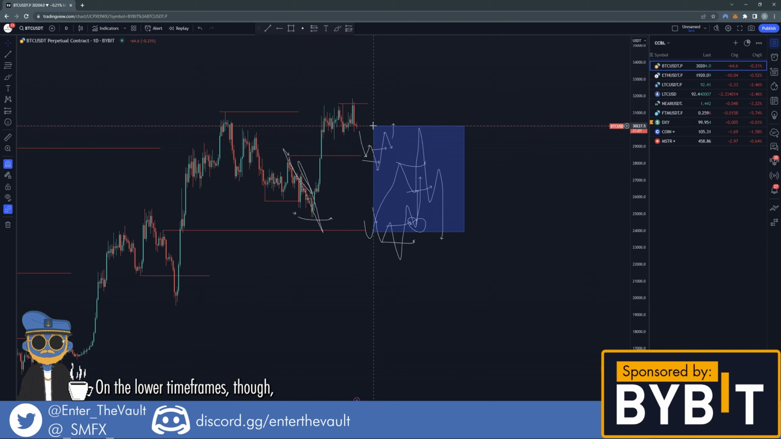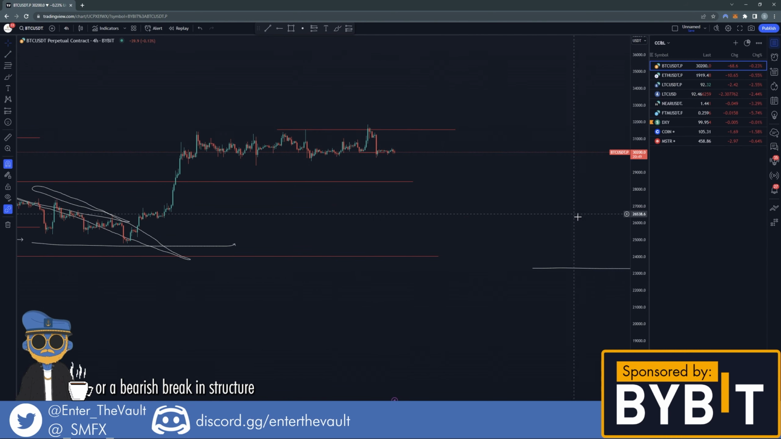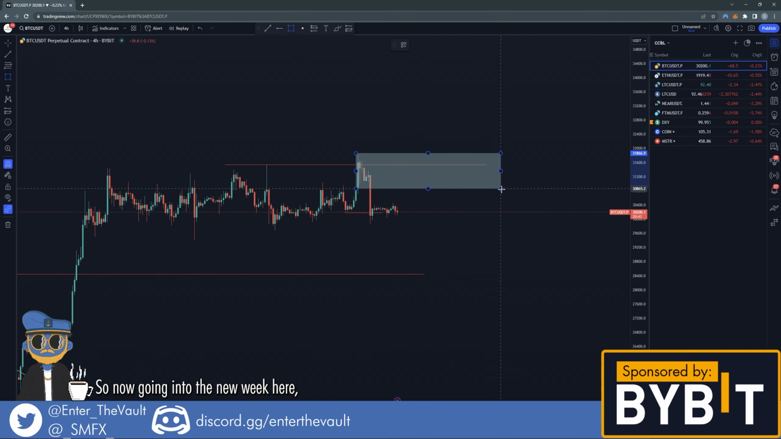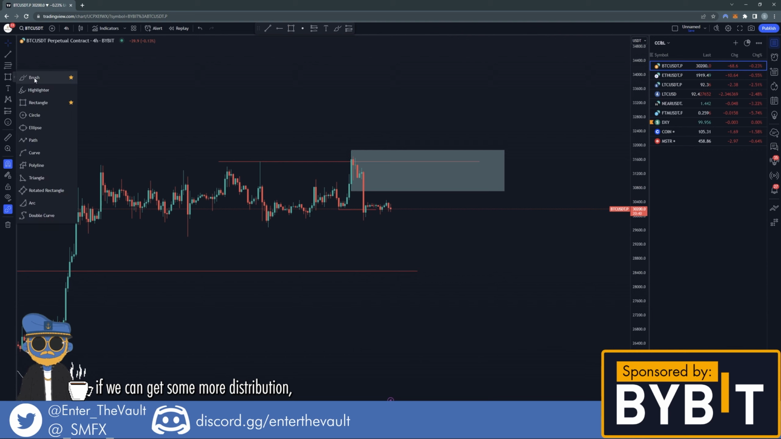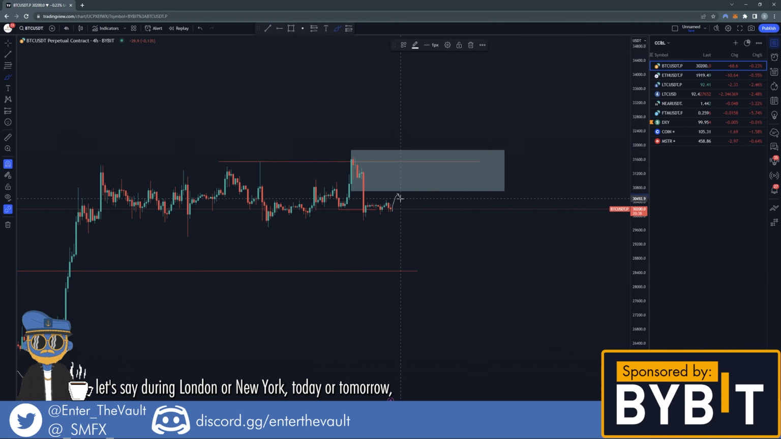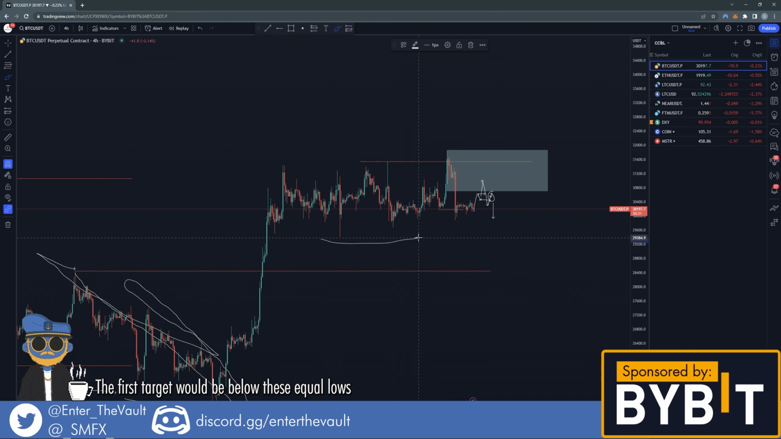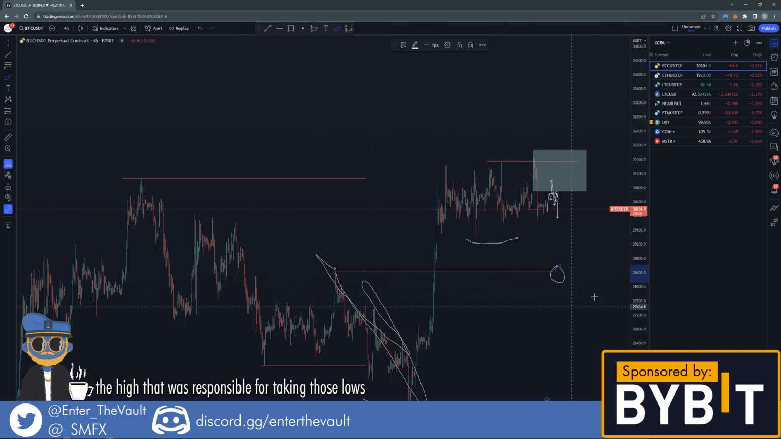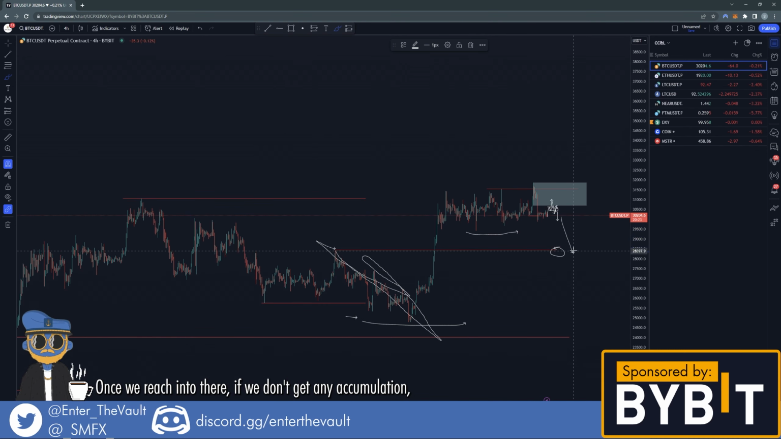On the lower time frames though, if you jump out onto the H4, we got a bearish break in structure on the lower time frames there over the weekend. So now going into the new week here, if we can get some more distribution, let's say during London or New York today or tomorrow, so some more distribution, a sweep followed by a break in structure, then you can look for some shorts. The first target would be below these equal lows. The second target, this high here, the high responsible for taking those lows. Once we reach into there, if we don't get any accumulation, then looking to hold that short all the way down into this low here.